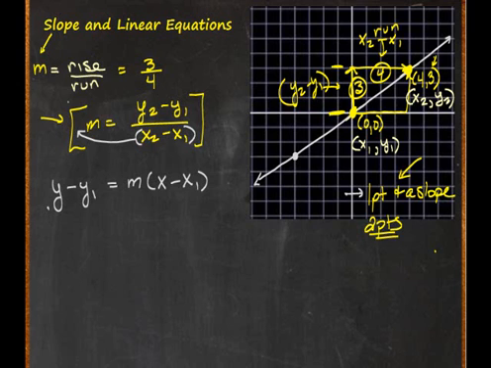This form right here is called the point-slope form of a line. And how you remember that is because we have one point, x1 and y1, and one slope. So point, slope. So let's plug in our values.